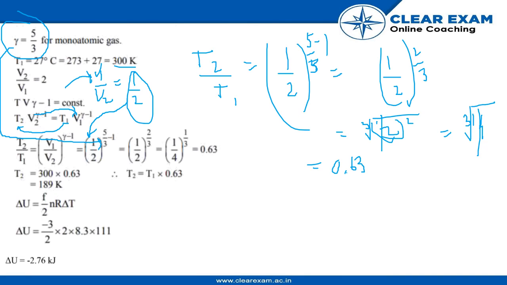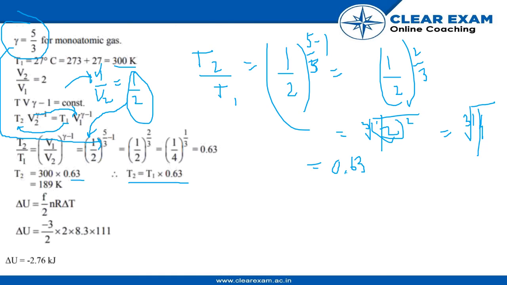And T2 is calculated by 300 into our calculated value, that is 0.63 here, as you can see, and it comes out to be 189 Kelvin.